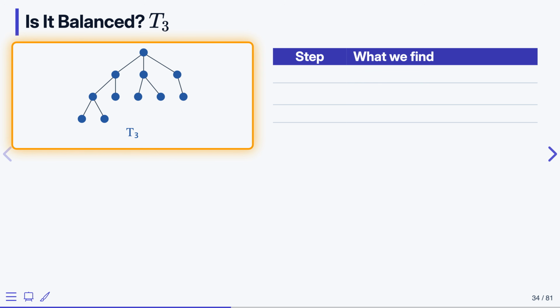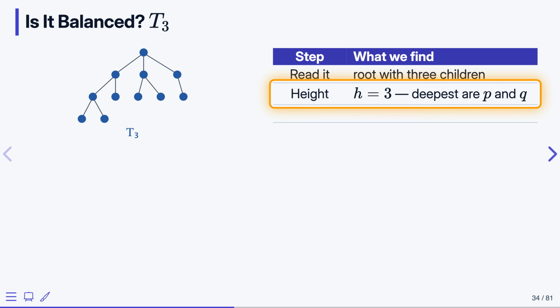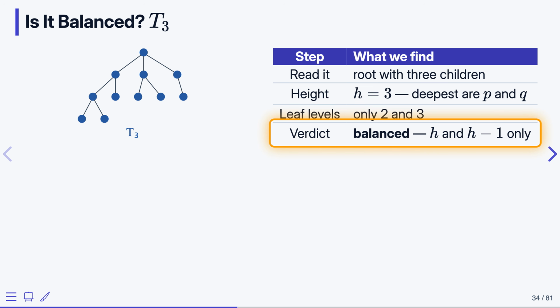One more tree worked the same way. First write it. The root has 3 children, so this is a 3-ary tree. Now the height. Follow the longest branch down. The deepest dots are P and Q, and they sit at level 3, so the height is 3. Now the leaf levels. Every leaf of this tree is either at level 3 or at level 2. Nothing sits higher. Level 3 is H and level 2 is H-1. Both are allowed, so T3 is balanced.